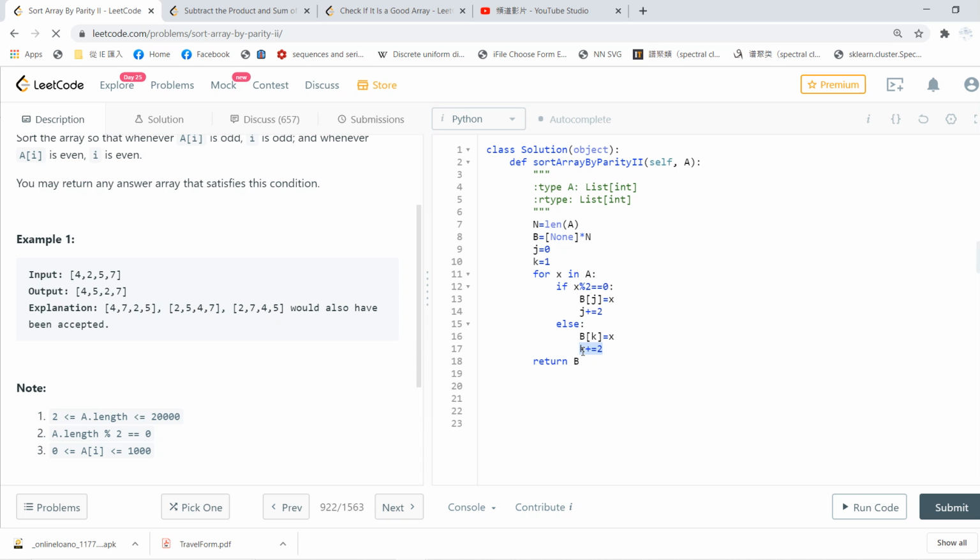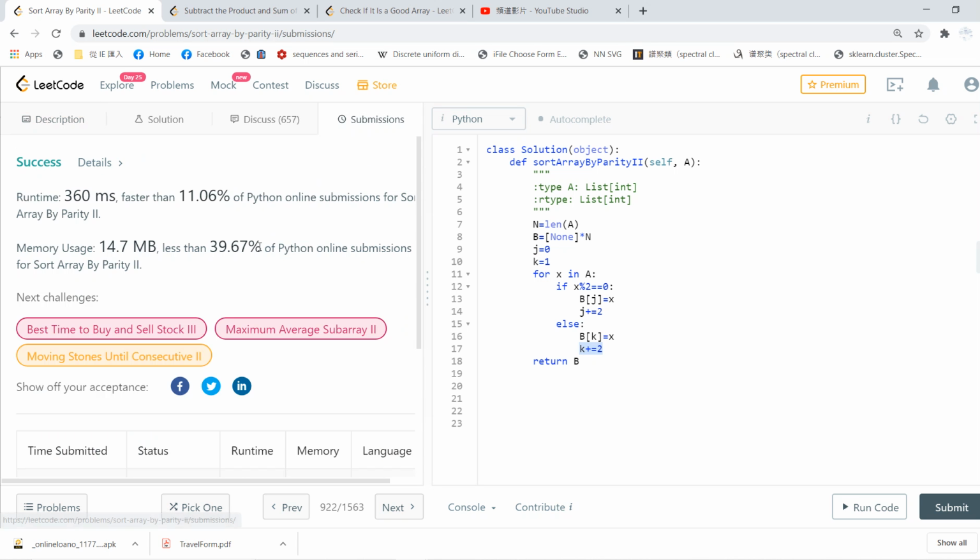Okay, so this is the easy idea. Then basically you can solve it. Okay, so it's very straightforward. It's just one pass, linear time.